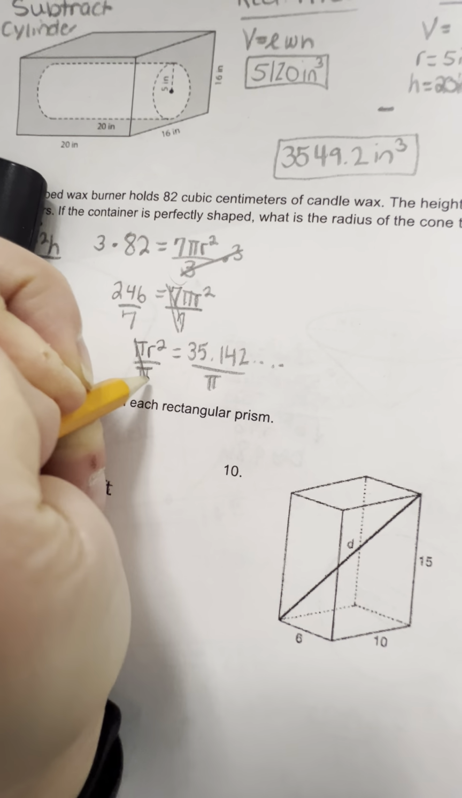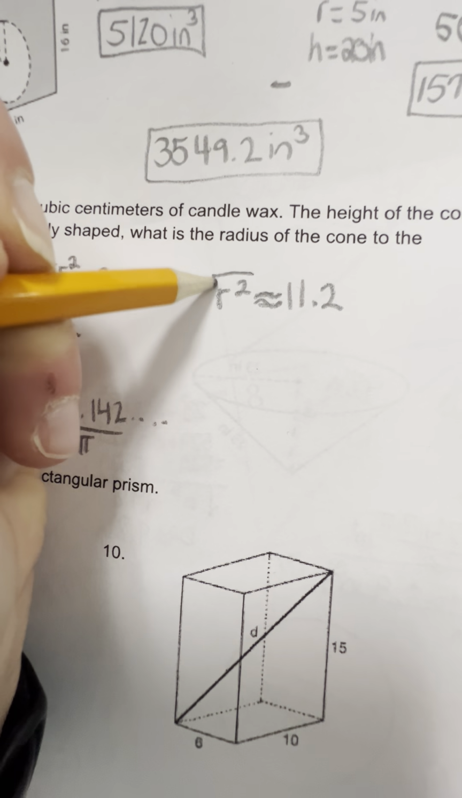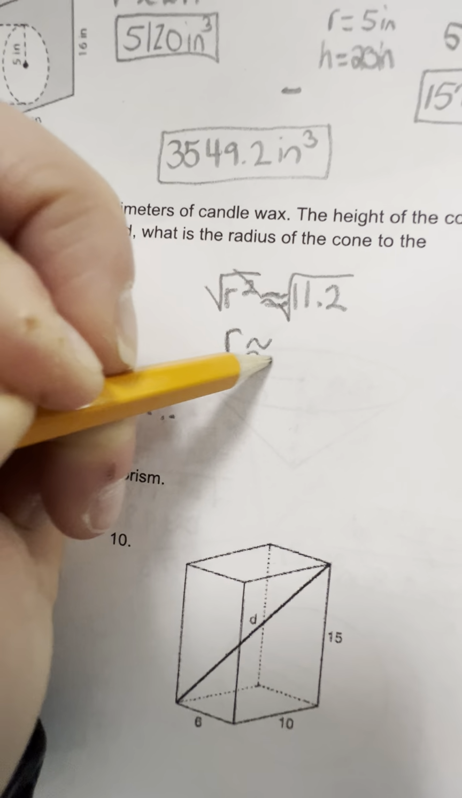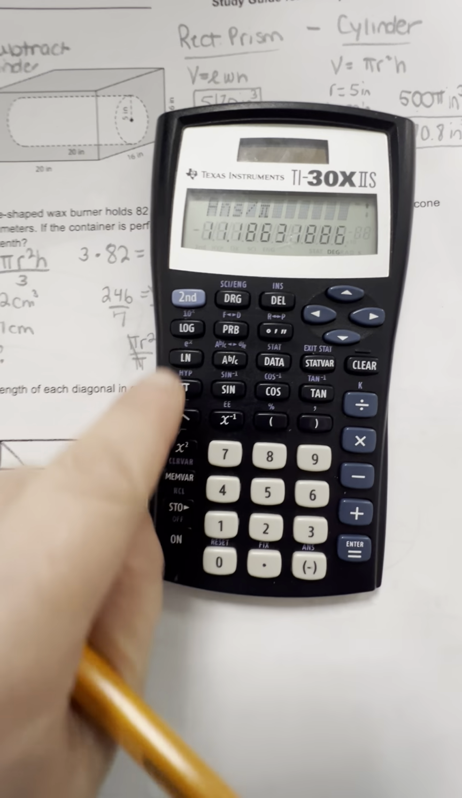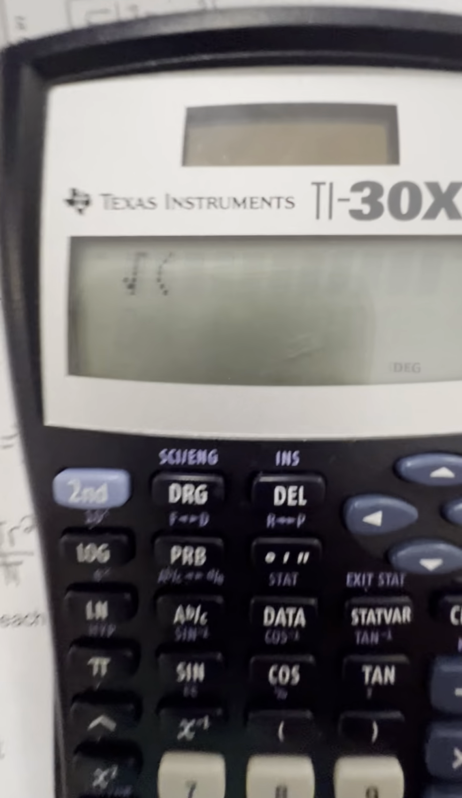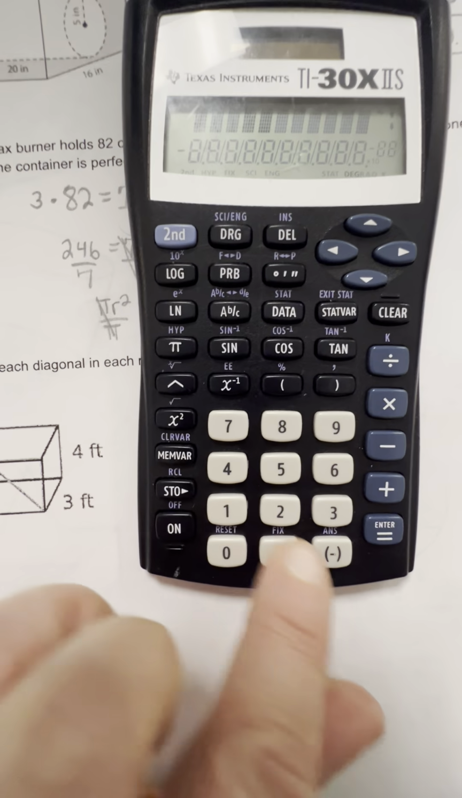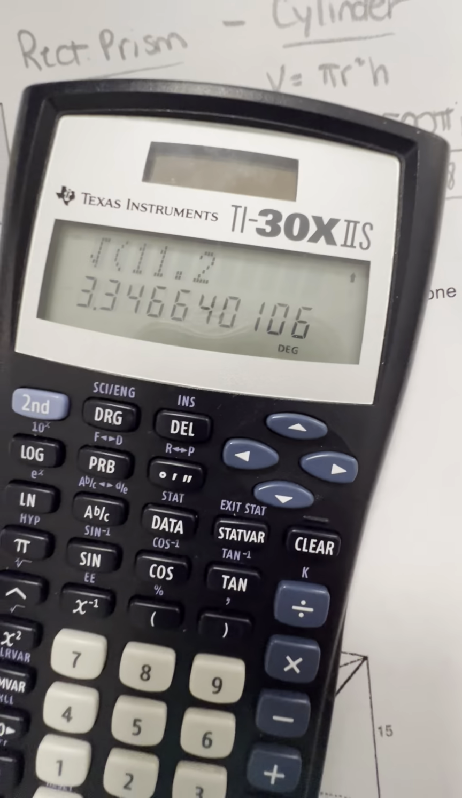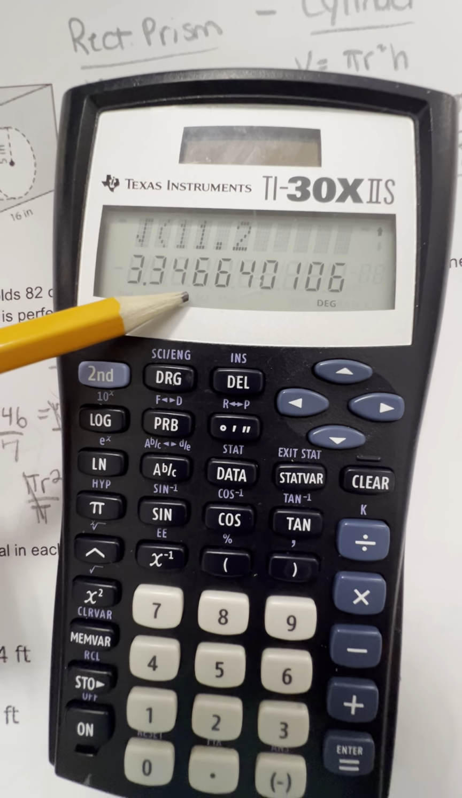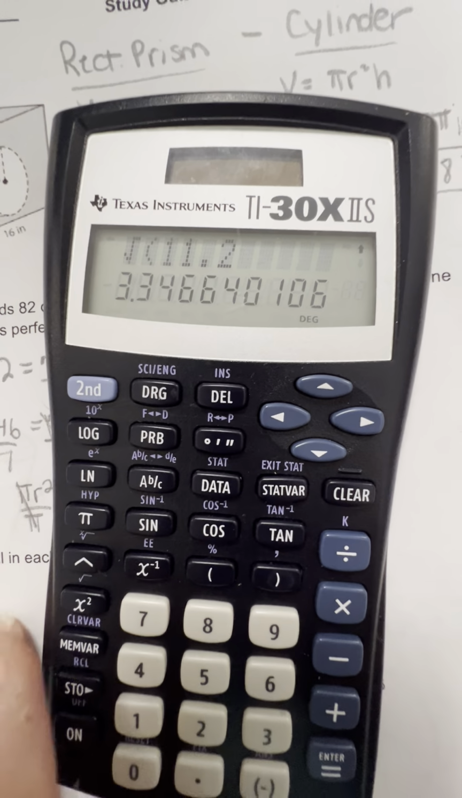Now, we're not done because we have not gotten r by itself. So we need to do the opposite operation of squaring, which is to square root both sides. That cancels that out, leaving me with r is approximately the square root. So in this case, we do the second function on the calculator and the x squared button, which gives you the square root. And then I type in 11.2. We get this answer of approximately 3.34. Again, rounding to the nearest tenth, that 3 is not going to change because 4 will not make it go up. So our radius is going to be approximately 3.3, and this is centimeters, and that would be what my radius is for this problem.